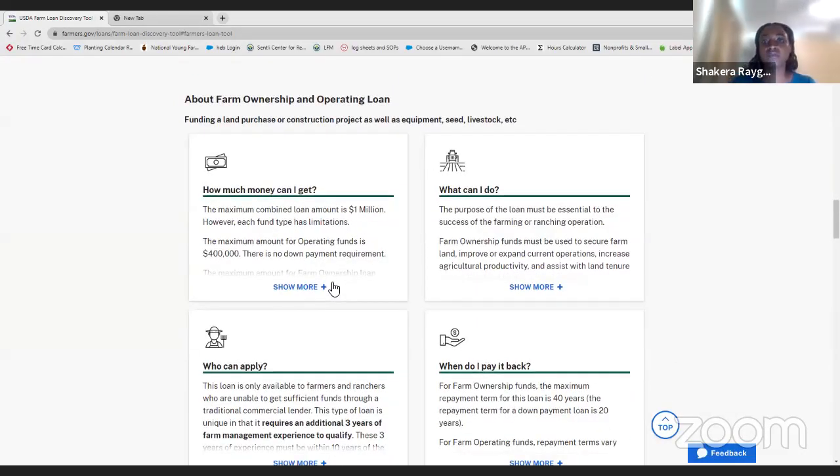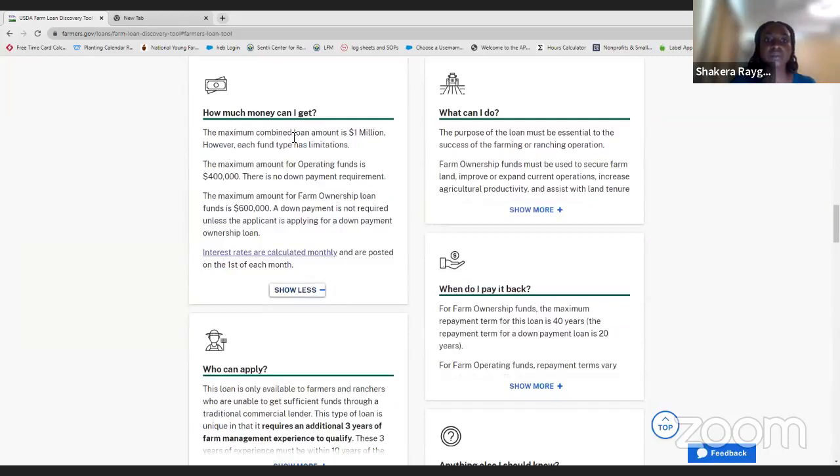And it gives us a lot of different information. So it says, how much money can I get? The maximum combined loan amount is 1 million. So that's combining both your direct ownership loan and your operating loan together. The max you can borrow for an operating loan is 400,000, and the max you can borrow for the ownership loan is 600,000.